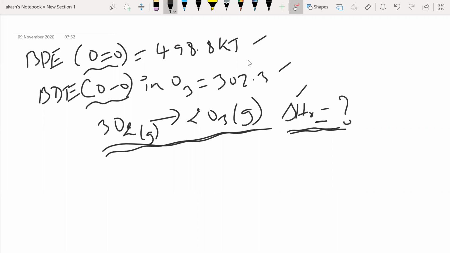Correct? How will I write it? Forget about this reaction. I'm just generally asking about the enthalpy of a reaction. How will you write it in terms of bond enthalpies? We spoke about this, right? There are three ways by which you can talk about enthalpies of reaction. One is in terms of enthalpies of formation. The second is in terms of enthalpies of combustion. The third one is going to be in terms of bond enthalpies. Yes? Now I'm asking you, how will you write enthalpy of a reaction in terms of bond enthalpy? How will you write it?